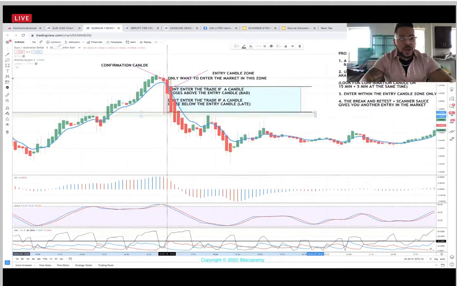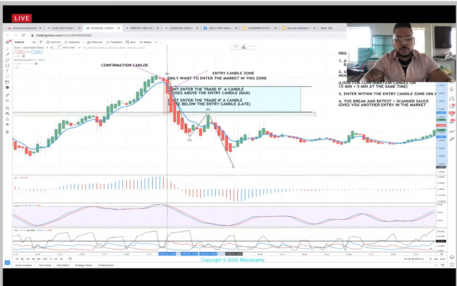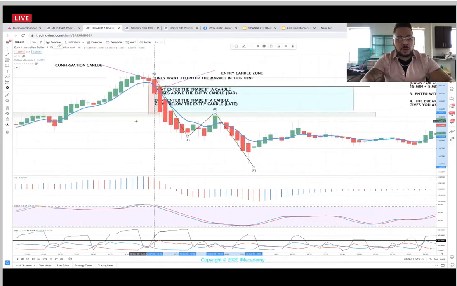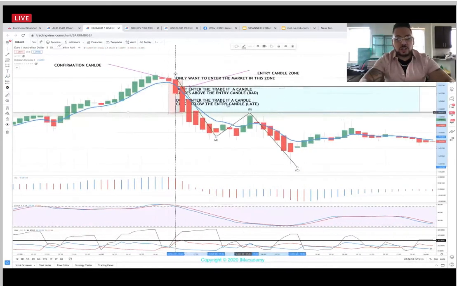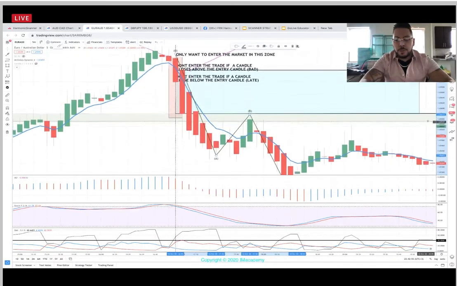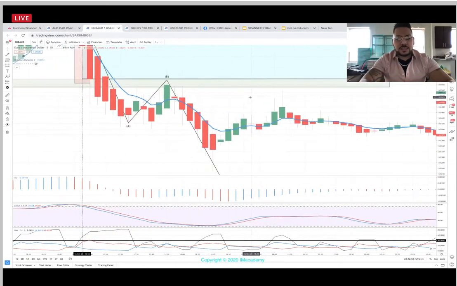The market broke out, retested. Boom, the entry zone. Market's getting ready to come back down. Broke and retest structure. So if you missed the first entry over here, we're going to do a break and retest, and then we're going to look for the entry all over again.